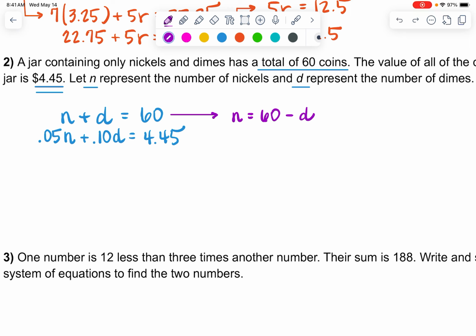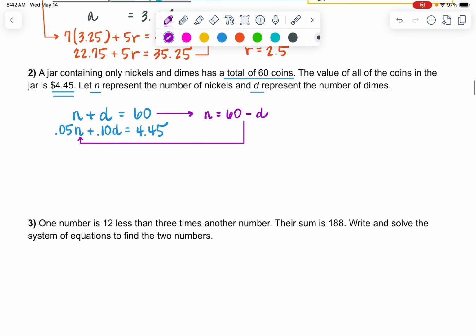And now that I have an N equals equation, that means wherever I see an N, I can substitute. I'm going to go in the other equation, and I'm like, yay, there's one right there, right? So wherever I see another N, I can substitute 60 minus D in its place. Okay, so that's what I'm going to do on this problem. All right, I'm going to go over here to the right, though, because I don't want to run out of room like I did up top. So here we go. I'm going to completely rewrite that problem.